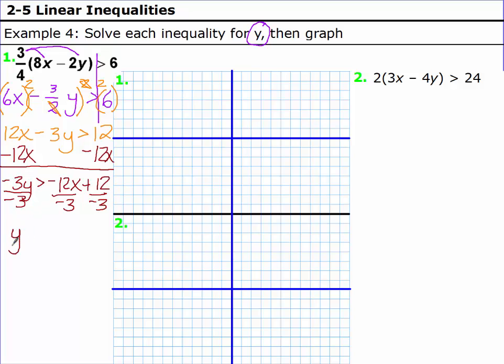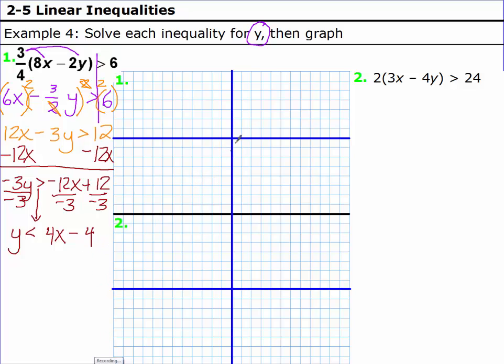And we get y is less than, okay, we divided by a negative. Whenever you divide by a negative and you're doing inequalities, you have to flip that sign over. It's the number one thing that's missed. Negative 12 over negative 3 is positive 4. 12 over negative 3 is negative 4.